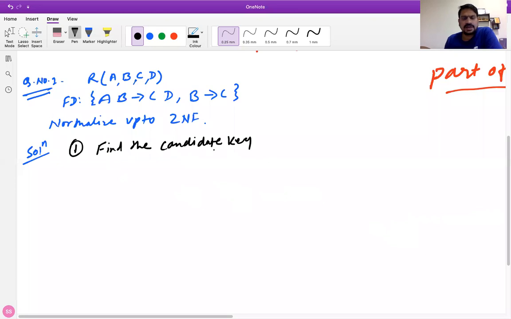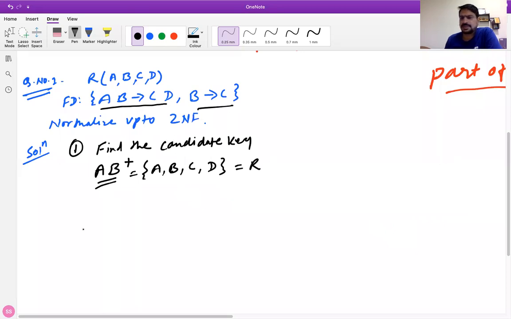For finding the candidate key, what we have to do is find out the closure. We have only 2 functional dependencies. This is one functional dependency. This is another functional dependency. So we'll first go for the first functional dependency's determinant part, meaning AB. So we'll find out AB closure. What is AB closure? AB closure will be AB. AB is determining something. Yes, they are determining C and D. So we are getting R. It means that AB is the candidate key.